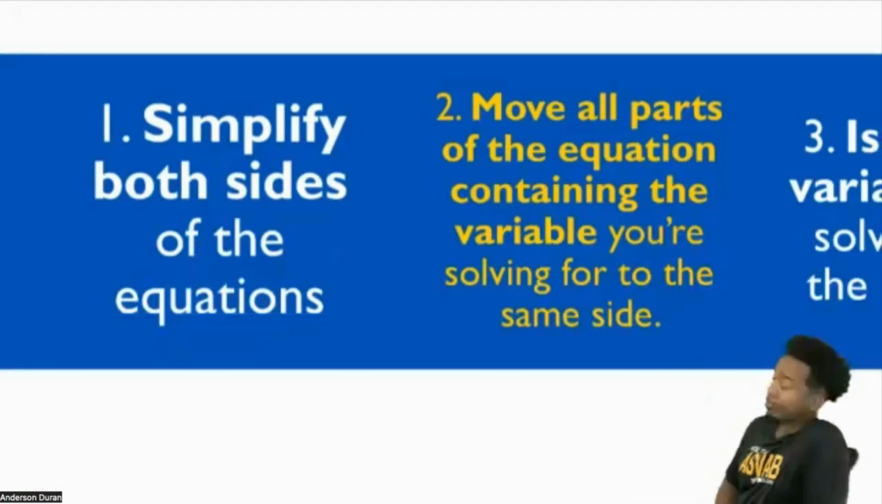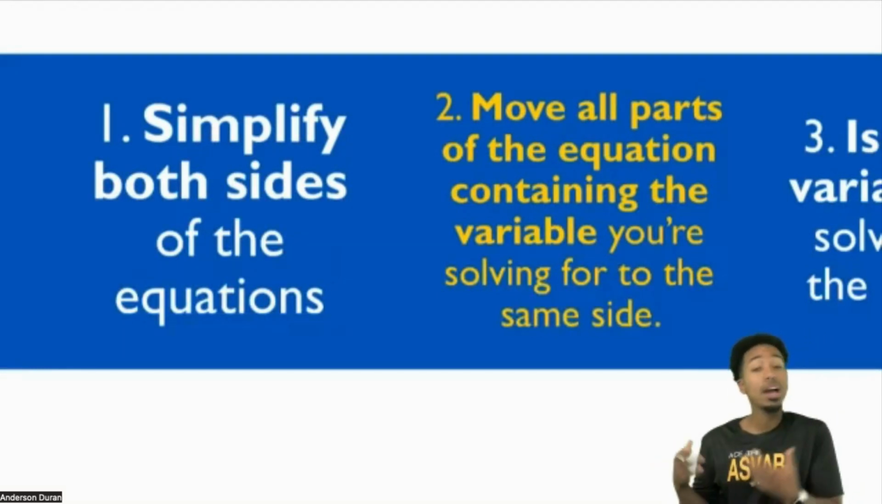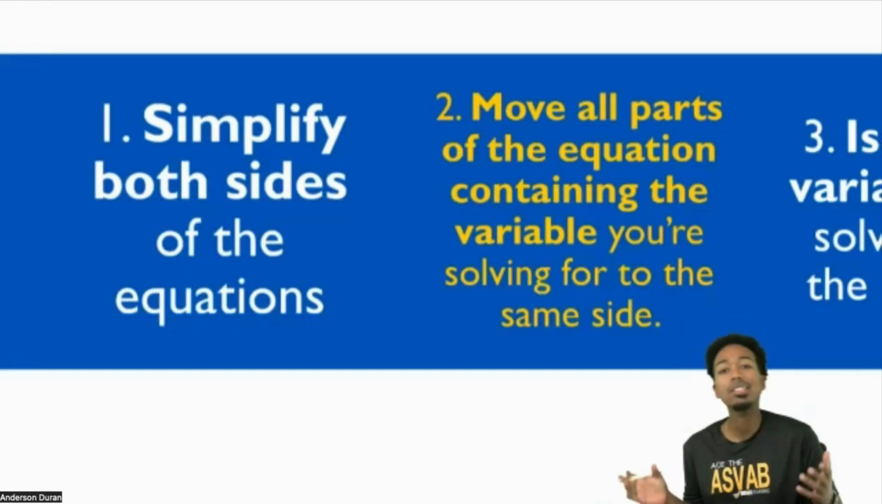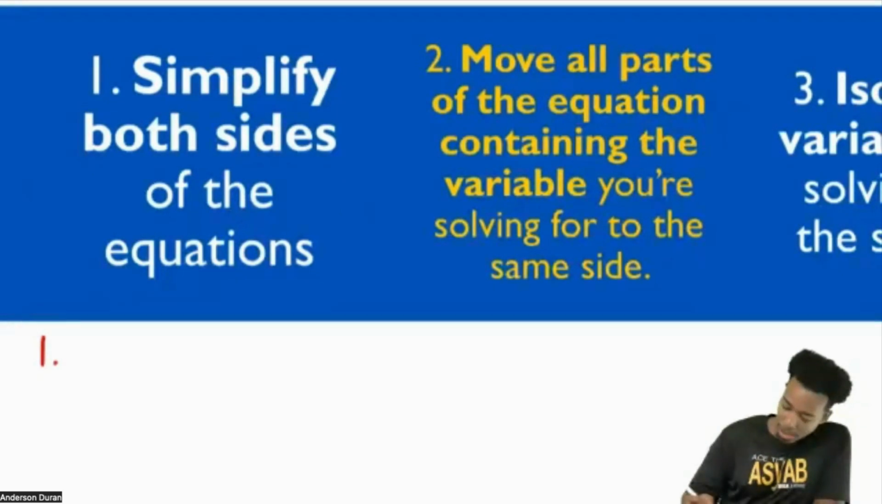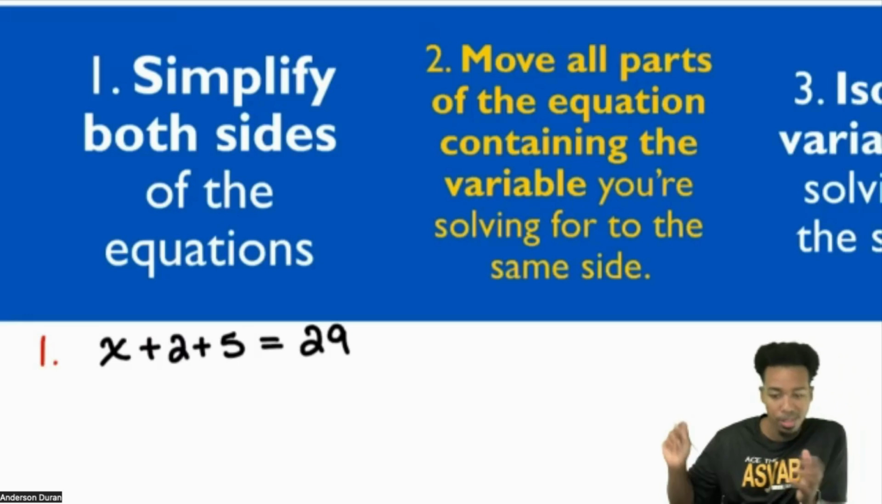But number one, simplify both sides of the equation. So here's the thing. What this means is basically saying, hey, give yourself an easier time by combining any like terms that you think might combine. Let me give you an easy example. So an example for number one here would be this. If I had something like this, let's say we had x plus 2 plus 5 equals 29, something like that.